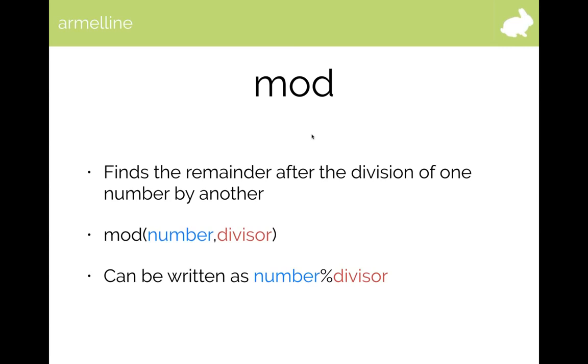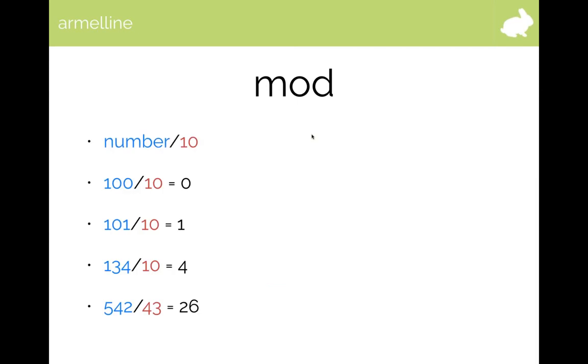If you give it a number, it will find the remainder after dividing it by the second number you give it. So if you give it the number 10 as your divisor and you put in the number 100, it's going to say 0, because 100 divided by 10 has no remainder. And if you give it 101, 101 divided by 10 is 10 remainder 1. So you've got the 10 tens, and then you've got 1 left over. 134 divided by 10, you'll have the 13 tens, but then you'll have 4 left over, and so forth.